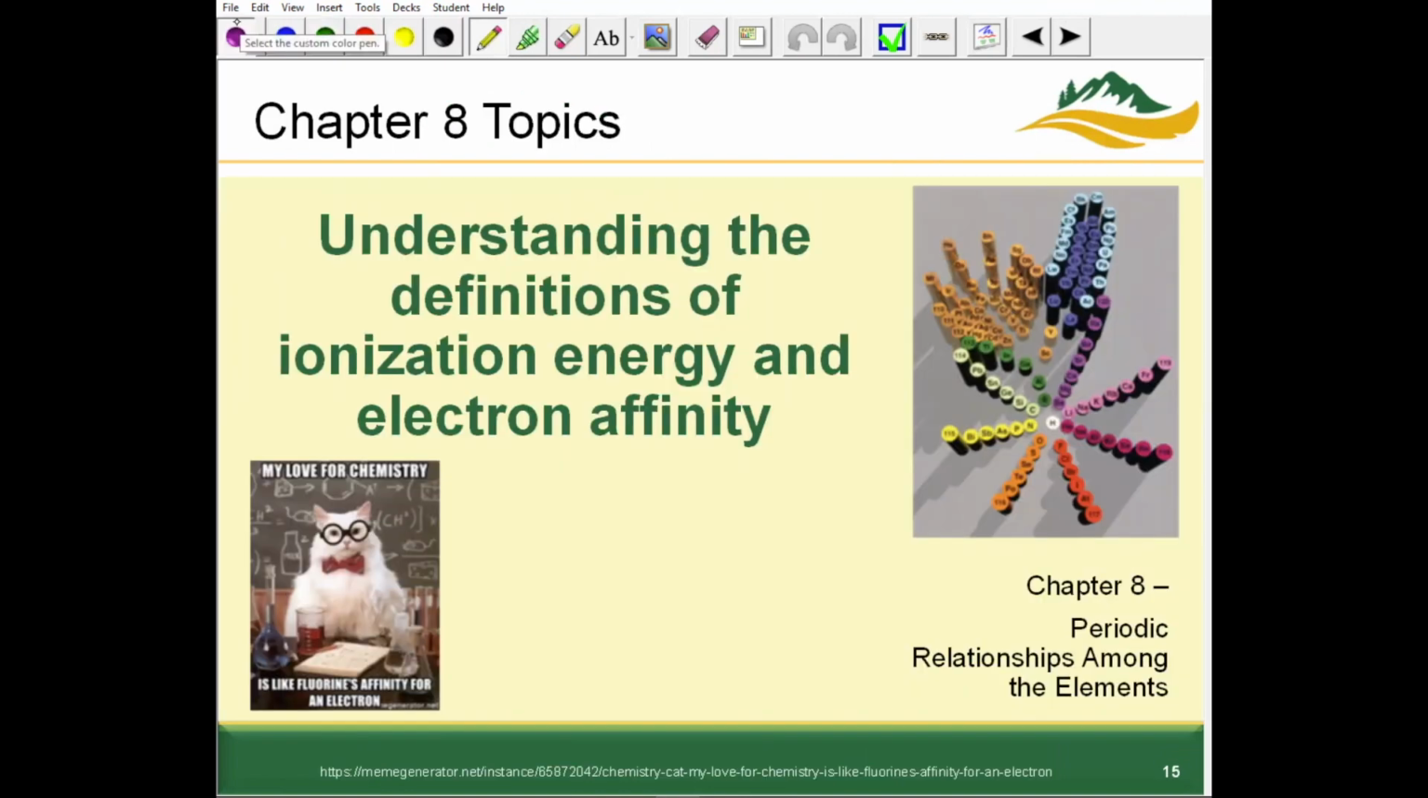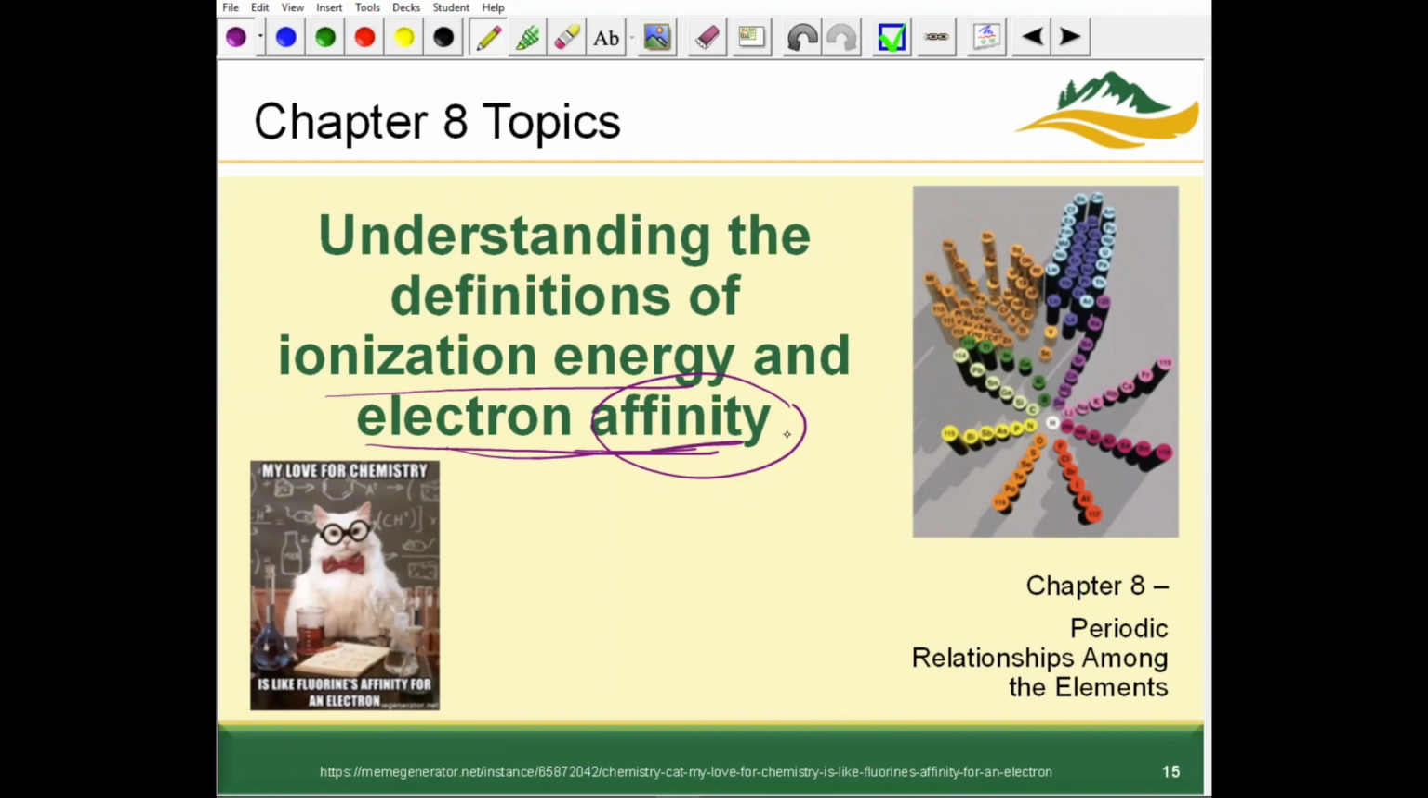Let's go into this topic now of understanding the definitions of ionization energy and electron affinity. So for an atom to have electron affinity, it means it wants to pull those electrons in closer to its nucleus.